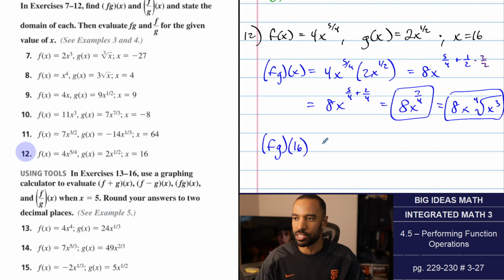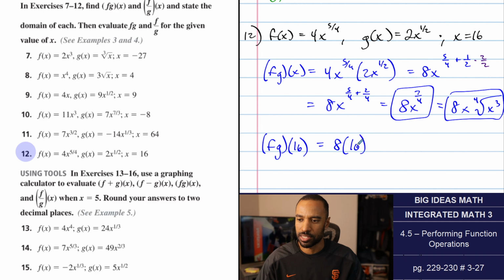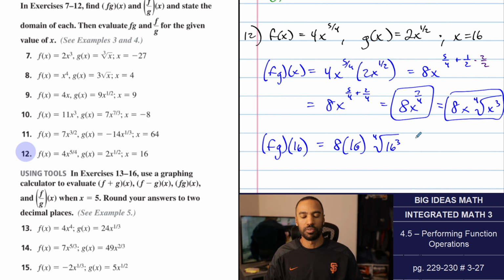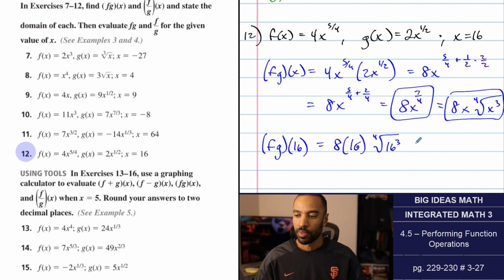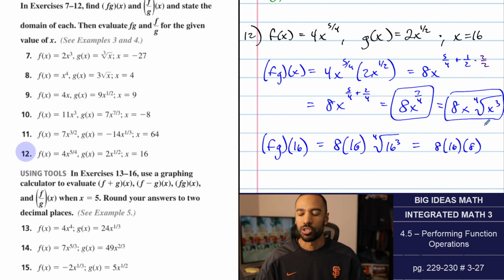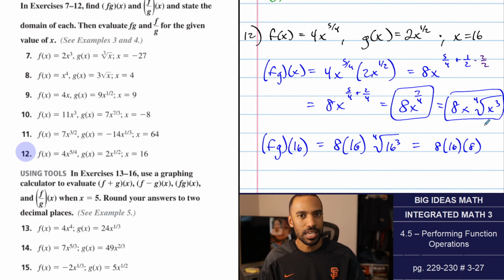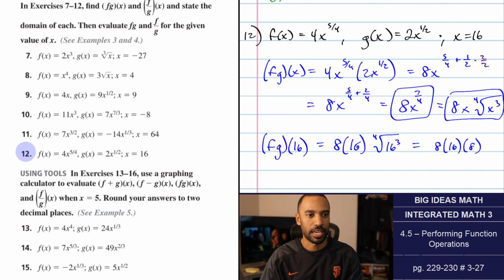f times g of 16, I'm going to do 8 times 16, I guess that's kind of big, times the 4th root of 16 cubed. Remember, you can do the 4th root of 16 first. So the 4th root of 16 is 2, and 2 cubed is 8. So it's 8 times 16 times 8, or 64 times 8. Or, excuse me, 64 times 16. I think it's 1,024.